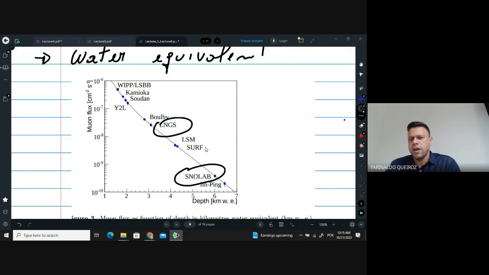And you have other ones, but these ones are not really for dark matter purposes. So that's the Sudan, which is another one, and you have many. Okay. Jinping, I believe, is in China. So you see how deep, in kilometers, underground they are. It's like 6 kilometers water equivalent underground. Can you imagine how deep this is?